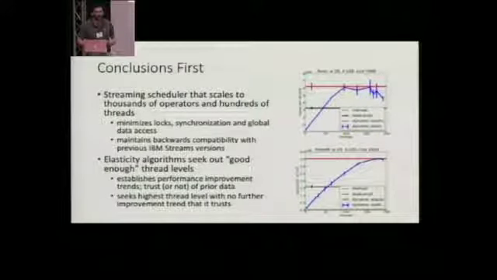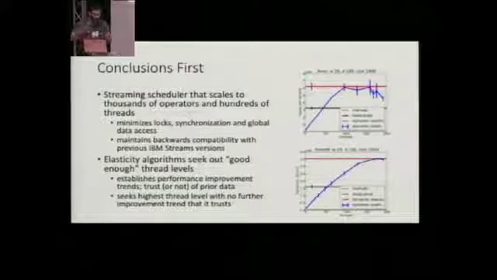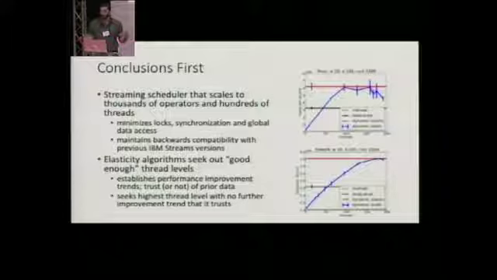The second component is an elastic thread adapter, which, given that we have this scalable scheduler, asks: can we automatically find the good enough number of threads to actually achieve decent performance without any program intervention? And we do this by establishing evidence of performance improvement, through trusting or not trusting our data and exploring that search space. We seek the highest thread level at which we have evidence of performance improvement that we actually trust.